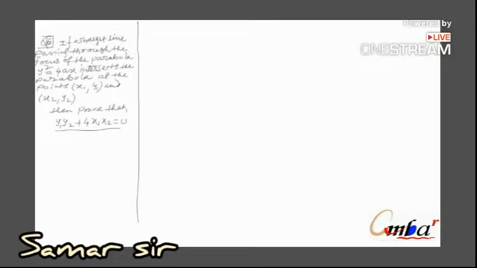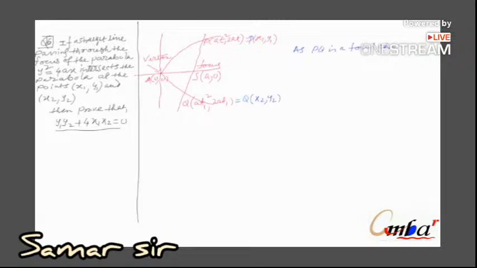Draw the curve y² = 4x, and this is a parabola. See the drawing here. Focus is (a, 0). P here, let us assume, is (at1², 2at1). And vertex O is (0, 0). Let us assume the coordinates P here (x1, y1) and Q here (x2, y2). So as PQ is a focal chord, we can write here tt1 equal to minus 1.